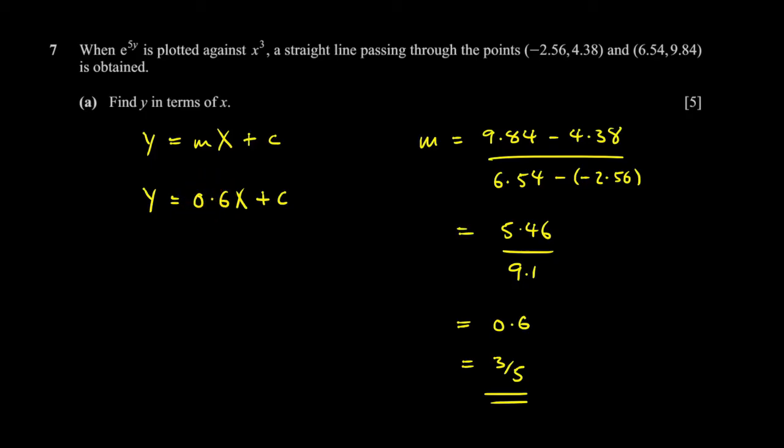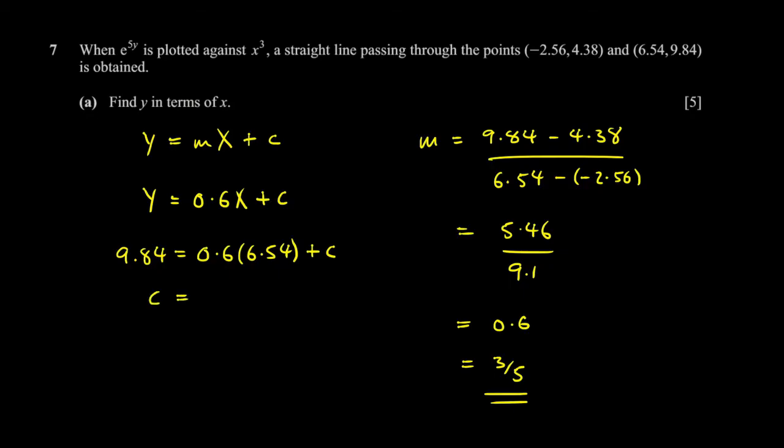So now what I want to do is find this y-intercept c, and how can I do that? Well, I can just substitute in one of these points. So I'll substitute in this point here. So 9.84 is equal to 0.6 times by 6.54 plus c. Okay, so let me try to do that. So 0.6 times by 6.54, and then I do 9.84 minus that, which gives me 5.916.